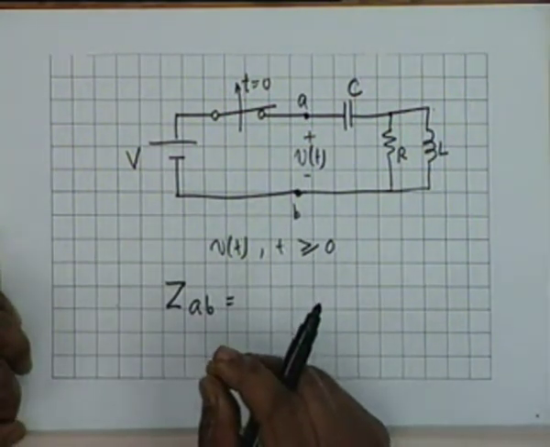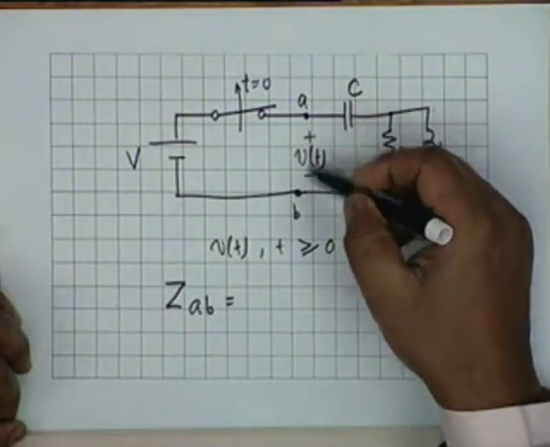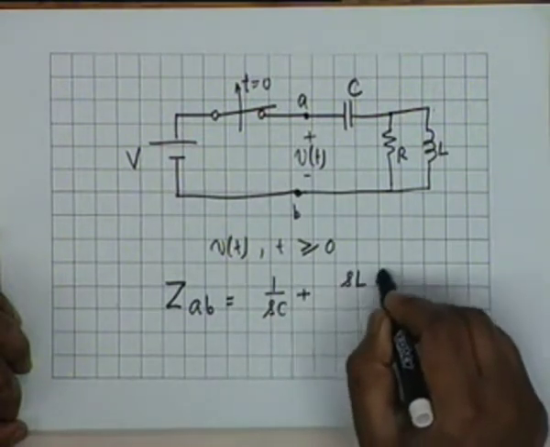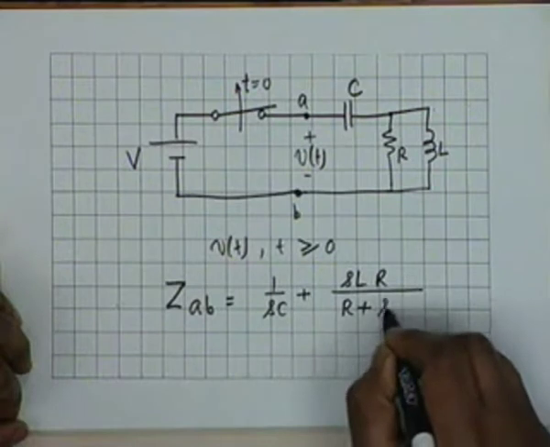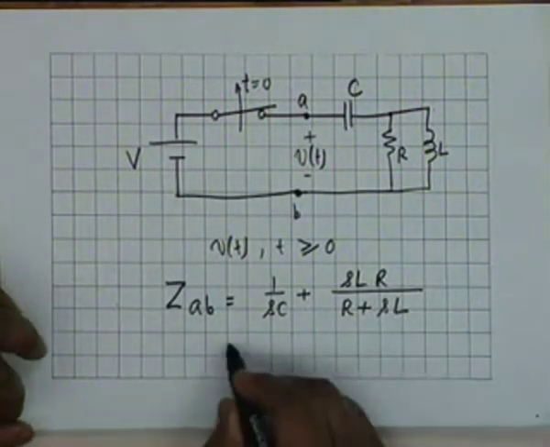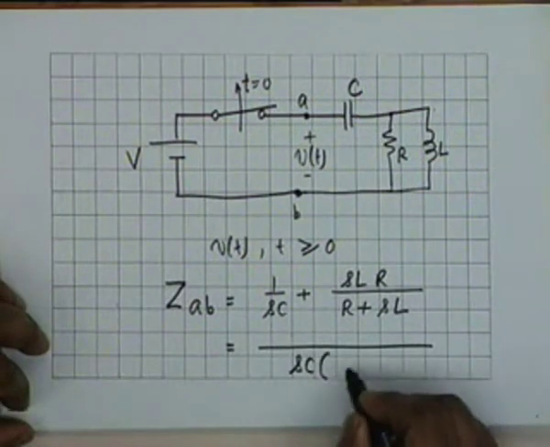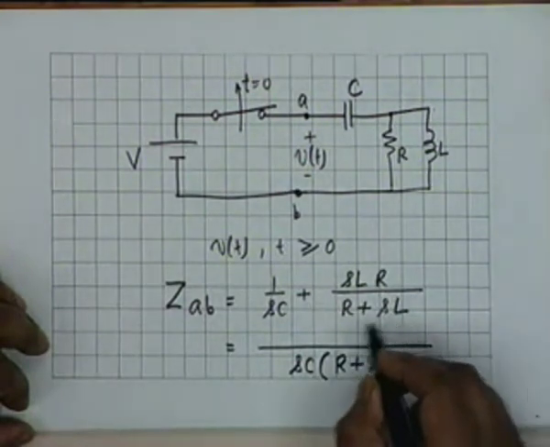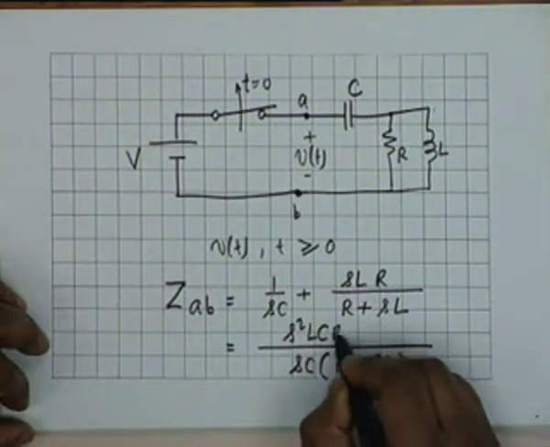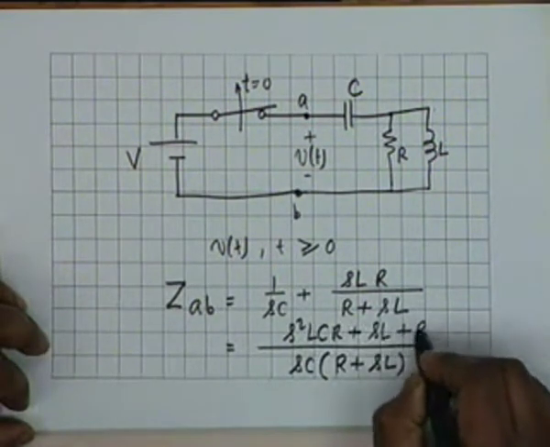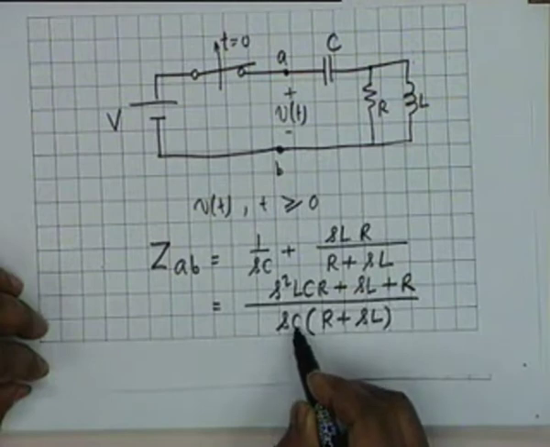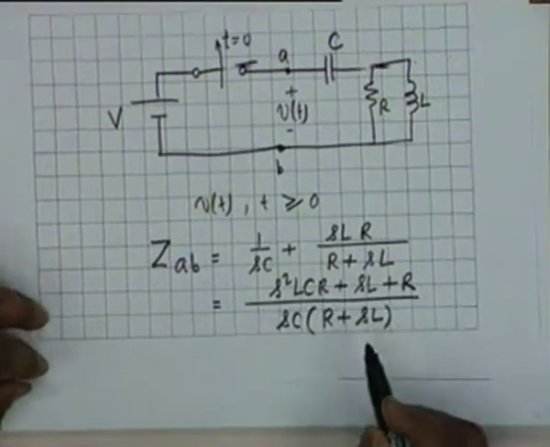Is that clear? Because we are trying to find out the natural response of the voltage, and therefore this is 1 over SC plus SLR divided by R plus SL. This is the total impedance, and this is equal to, now look at the simplification, SC R plus SL, then S squared LCR plus SL plus R, which I can write in the standard form by taking LCR out from here and CL out from the denominator.